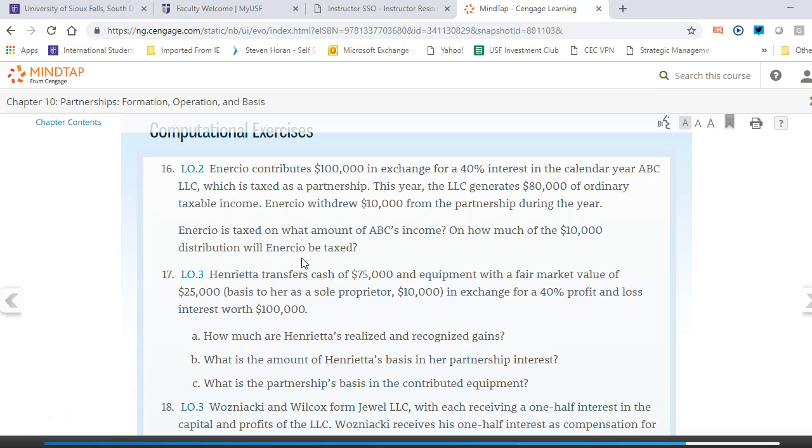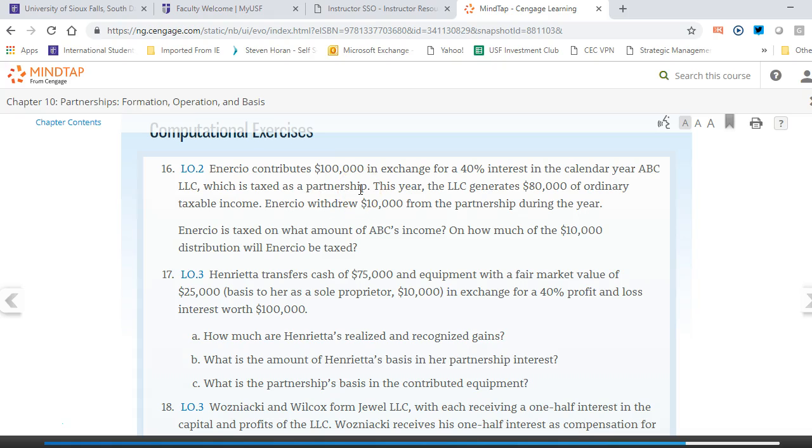So this question goes into, basically, once you have an LLC and money comes out, and you earn some of your percent of earnings, then what's the tax situation going through? And remember that this is a flow through, so it is an LLC. The business itself does not pay the tax. It flows through to Inercio's personal return.